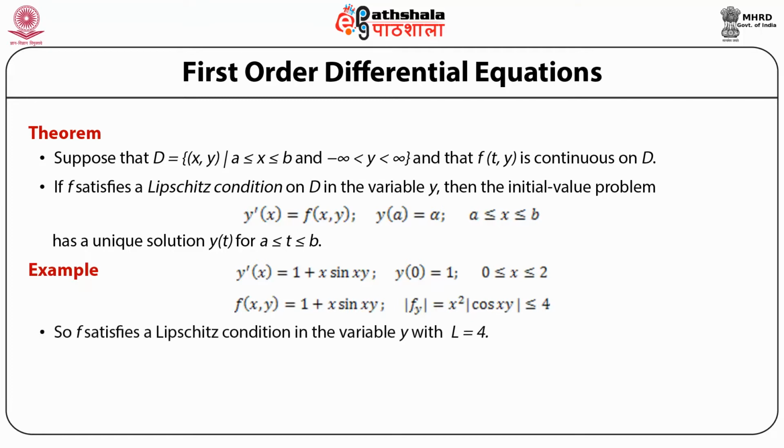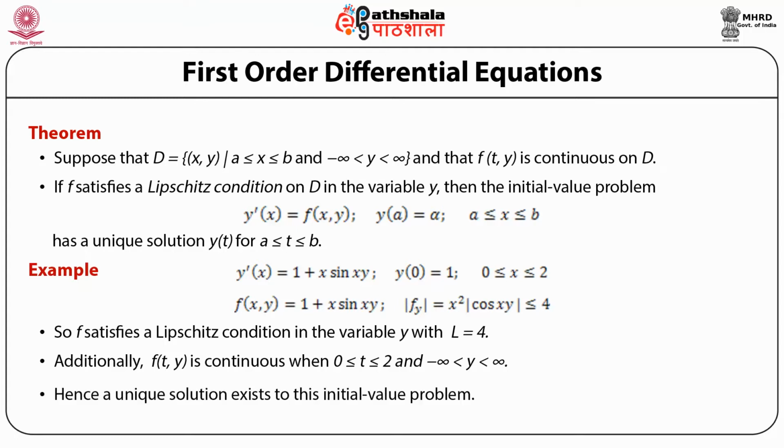So, f satisfies a Lipschitz condition in the variable y with L equals 4. Additionally, f(t,y) is continuous when t is less than or equal to 2 and greater than or equal to 0, and y lies between minus infinity and infinity. Hence, a unique solution exists to this initial value problem.